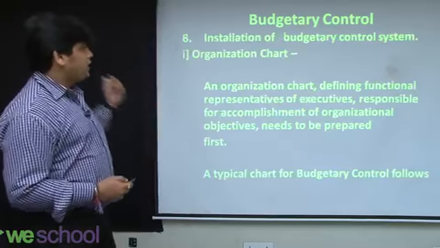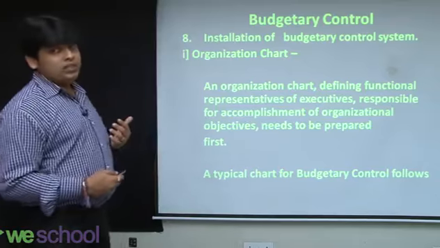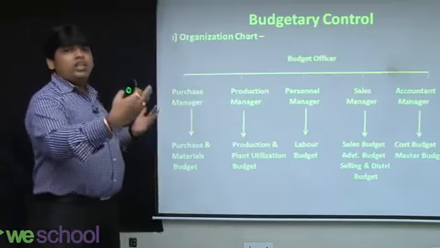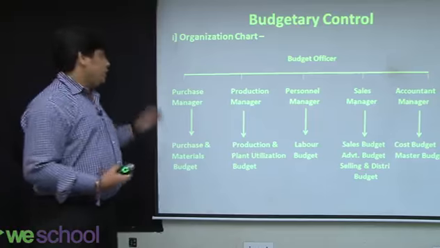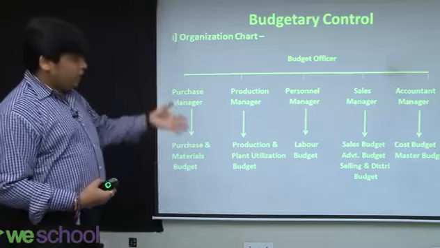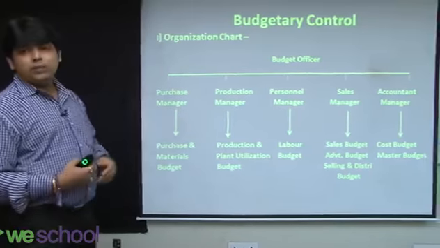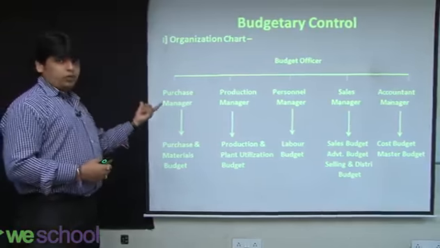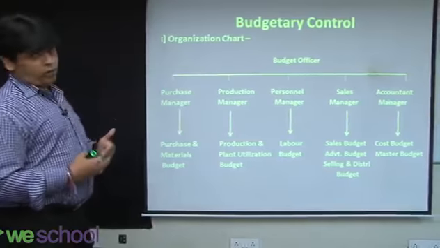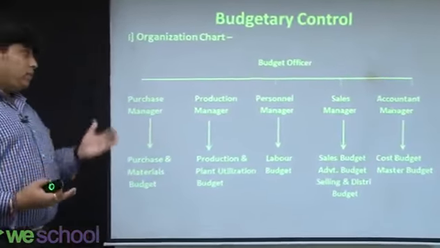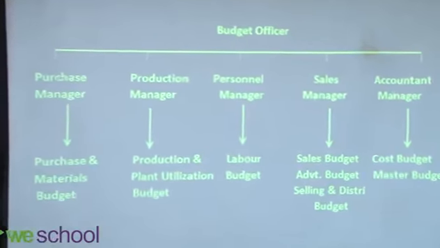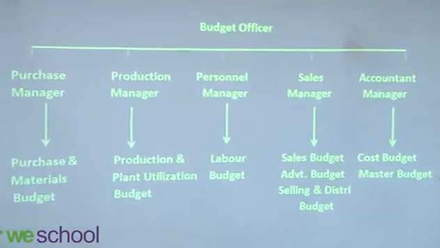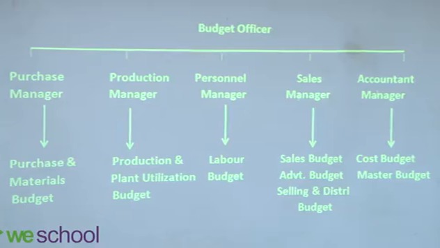Now, since I have already explained how the budgetary control technique is implemented, let us check. I told you the whole organization is divided into different departments: purchase department, production department, HR department, sales department and accounts department. Every department will have a departmental head. Purchase manager for the purchase department, production manager for the production department, personnel manager or HR for the HR department, sales manager for the sales department, and accounts manager or finance manager for the accounts department.